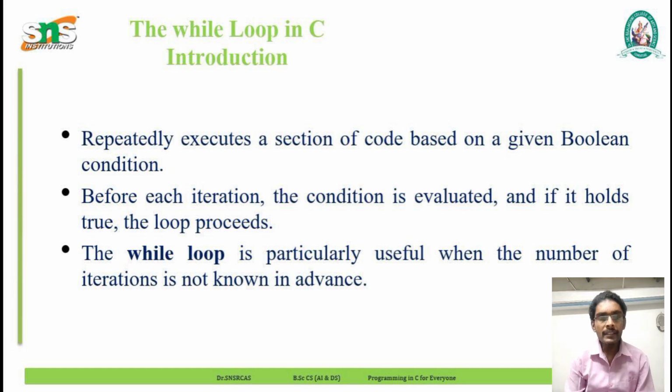It repeatedly executes a section of code based on a given Boolean condition. It can be viewed as a repeating if statement. Before each iteration, the condition is evaluated, and if it holds true, the loop proceeds. This makes it similar to a repeating if statement. If the condition fails, the loop control comes out of the loop. Unlike other loops, the while loop is particularly useful when the number of iterations is not known in advance, as it continues to execute as long as the condition remains true.